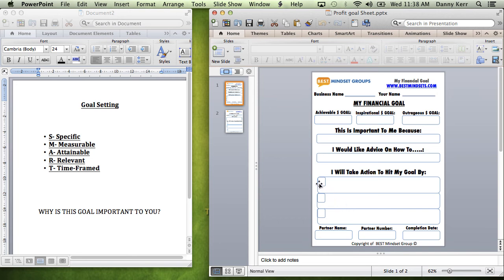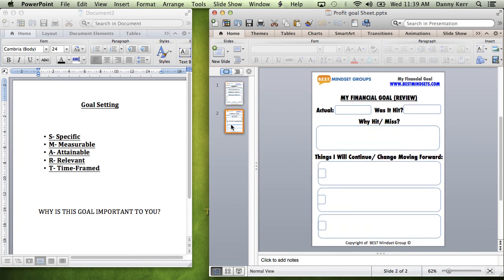Okay, when you come back to Best Mindset Group, on the back of your paper, you're going to have something that looks like this. And it's going to be reviewing what's been going on in your business. So before we even get started with the group, what I get everyone to do is spend about 5 minutes on their own, in their own head, and just write down, was the goal hit? Why was it hit or missed?